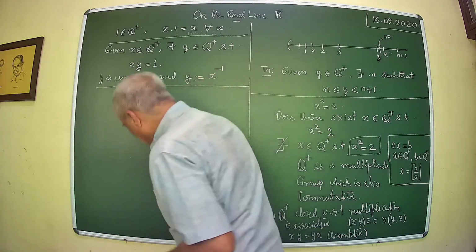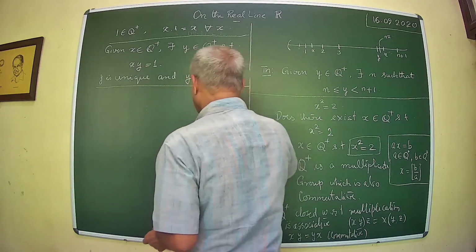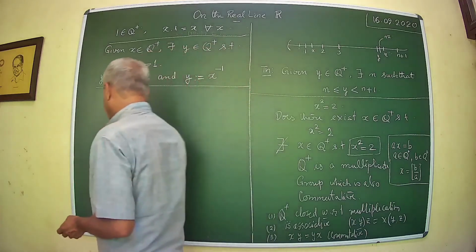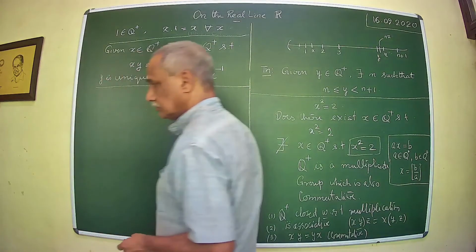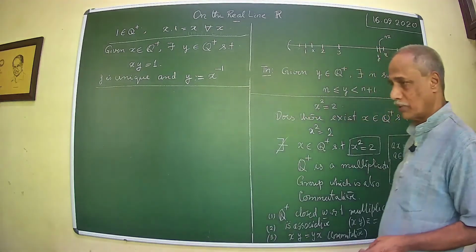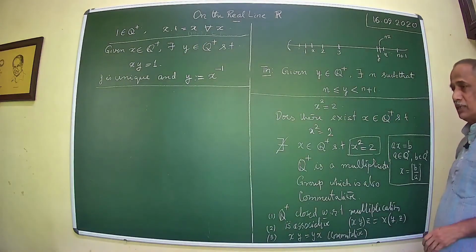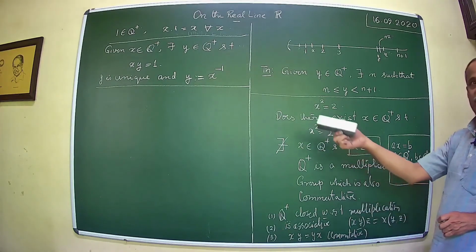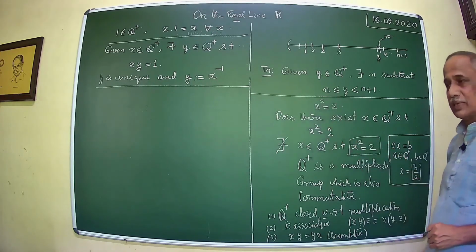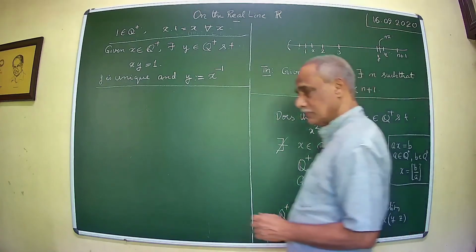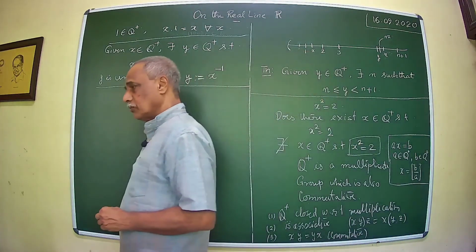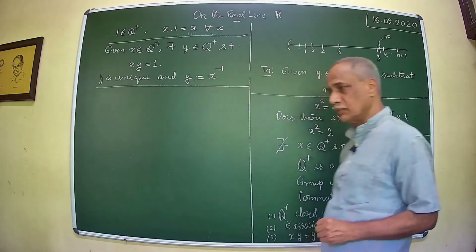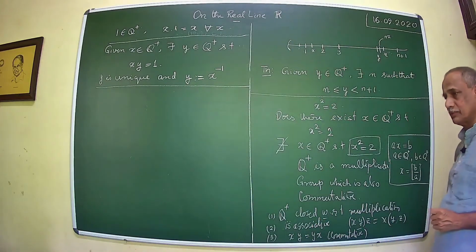But it is not a group with respect to addition. Only associativity is satisfied with respect to addition. Commutativity is satisfied with respect to addition. And of course, addition is a binary operation on Q plus.